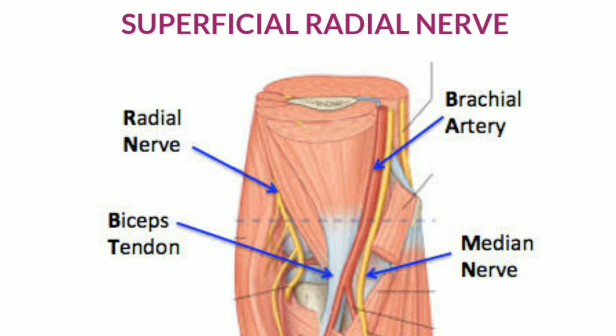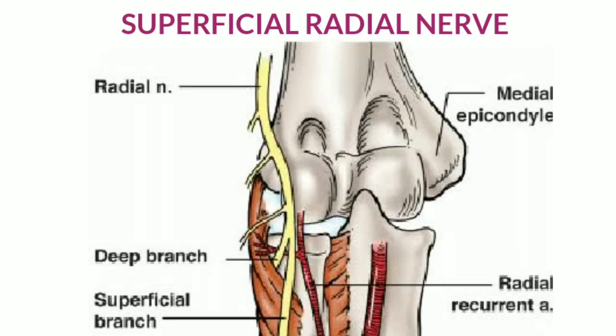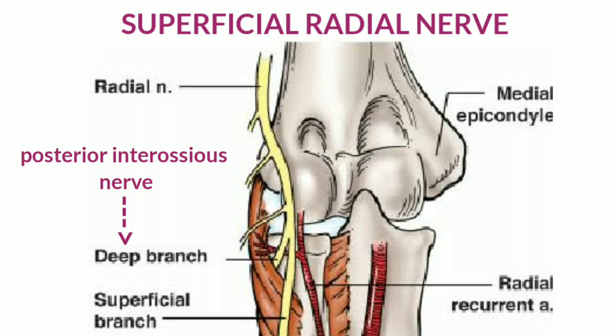This radial nerve lies in a space between the brachialis medially and brachioradialis laterally. After this, at the lateral epicondyle of the humerus, it divides into the superficial branch and the deep branch. The superficial branch is the cutaneous branch, and the deep branch is also known as the posterior interosseous nerve. It disappears in the supinator muscle. It goes below the supinator muscle. So we consider the superficial radial nerve as a content of the cubital fossa.